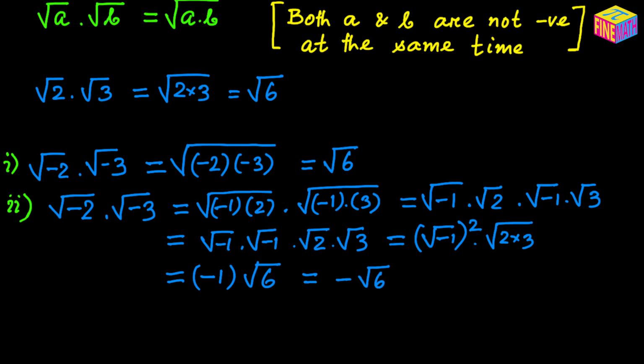Now look at these two values. One person said, well, I'm going to do it my way, and that gives me positive square root of 6. And then another person says, well, I'm going to do it my other way, and that gives me negative square root of 6. So what is the correct value then? Or what is the correct way of combining them?